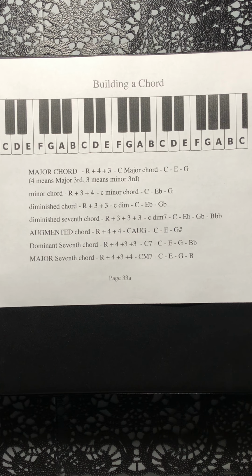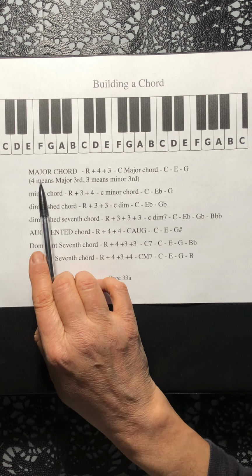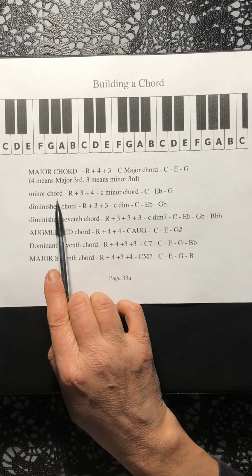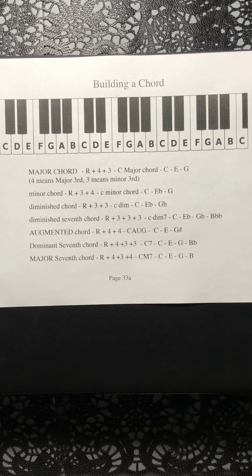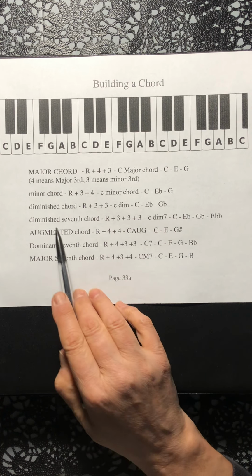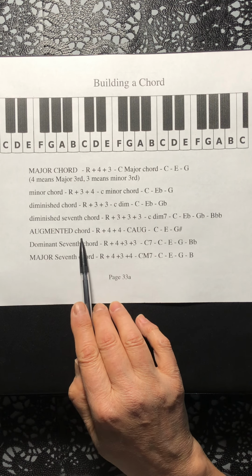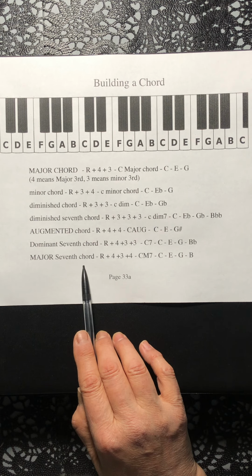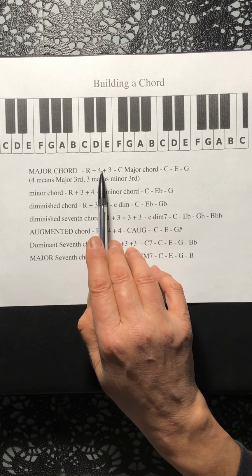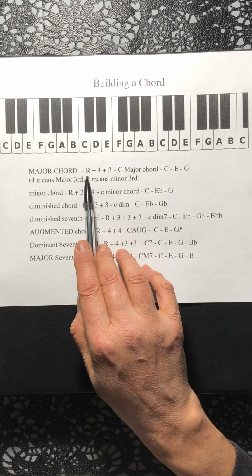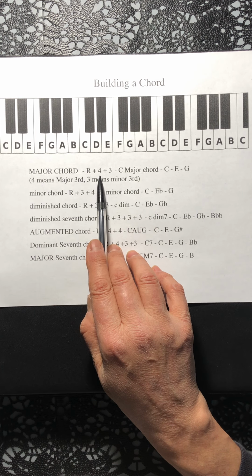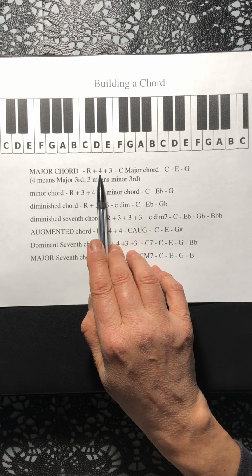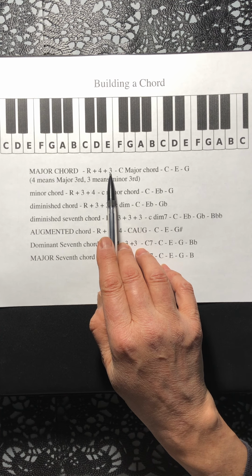In this video, we will discuss building a chord. Let's take a look at major chord, minor chord, diminished chord, diminished seventh chord, augmented chord, dominant seventh chord, and major seventh chord. We will use this formula. R means root, 4 means counting up 4 half steps, and 3 means counting up 3 half steps.